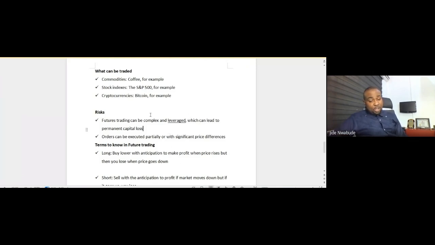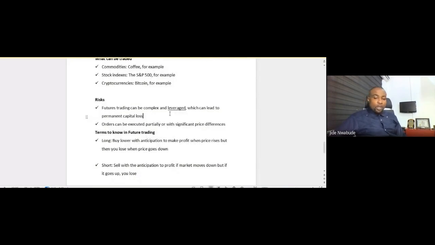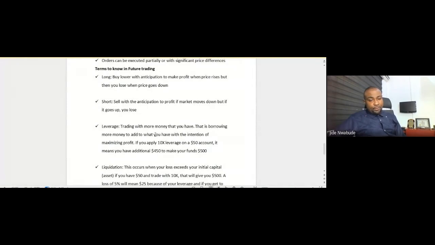Now I'm going to expatiate on this. Orders can be executed partially with a significant price difference. Of course, there could be a significant price difference between the actual price and the market price. Yes, the spot price could be different from the futures price. Here are a few terms to note in futures trading.